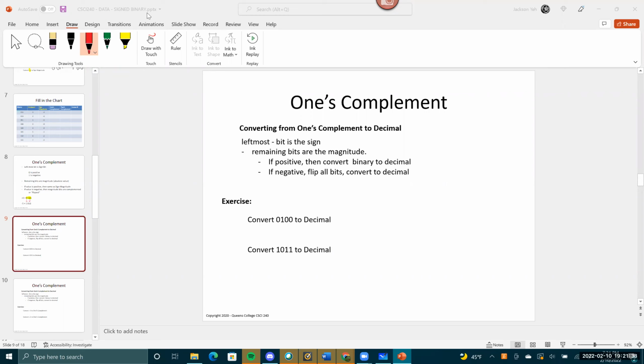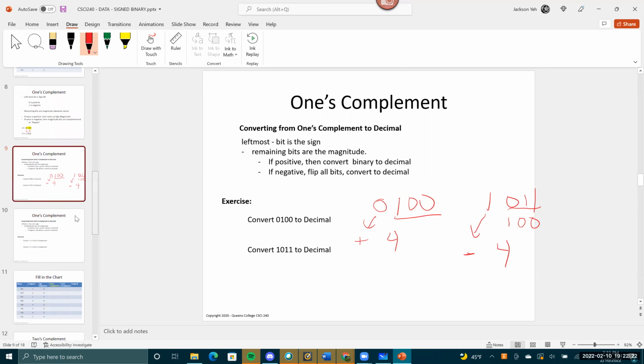Okay, let's work on this together. The first number, 0, 1, 0, 0, the sign bit is positive, and the remaining 1, 0, 0 is just 4. Okay. Now the second number, 1, 0, 1, 1, the sign bit is negative. Because it's negative, the magnitude bits need to be flipped to get the value. So this is 1, 0, 0, and that's 4. Okay. So we have +4 and -4. Any questions?